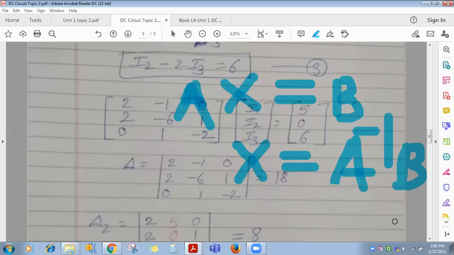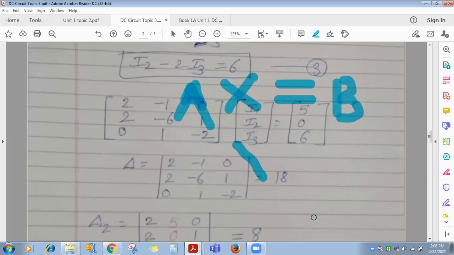1,1, 1,2, and 1,3. 1,1 is the first value, I1. 1,2 is I2, and 1,3. Or 1,1, 2,1, and 3,1. Okay, got it? That will be the value of I1, I2, and I3. This is the one method you can use.